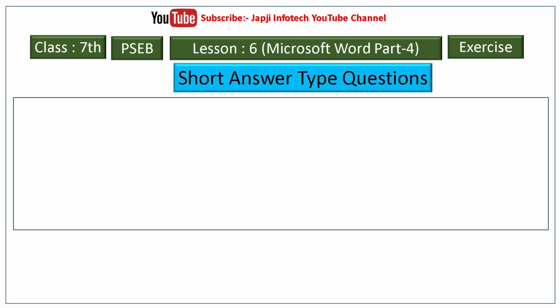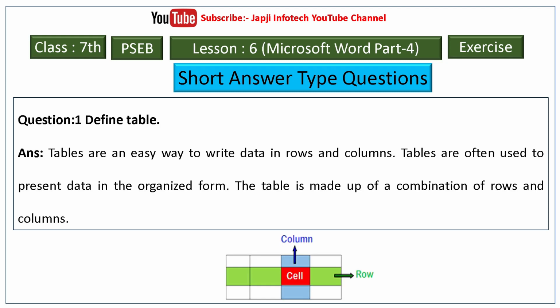So now we will learn about short answer type questions in lesson number 6. So the first question is define table. And the answer is tables are an easy way to write data in rows and columns. Tables are often used to present data in an organized form. The table is made up of a combination of rows and columns.